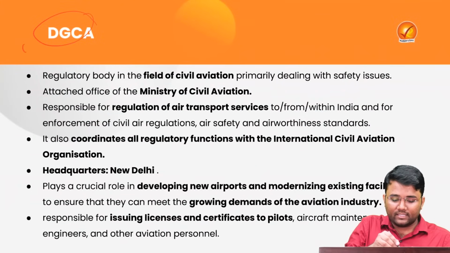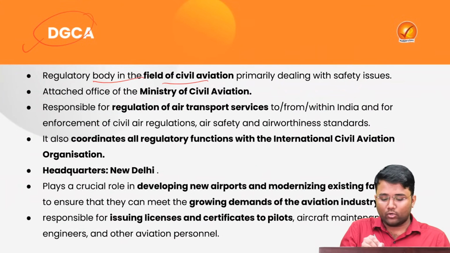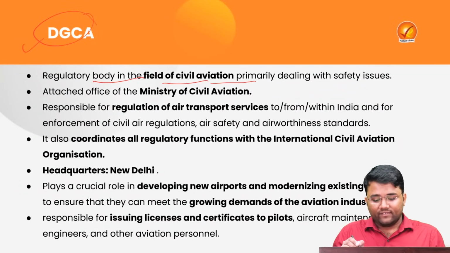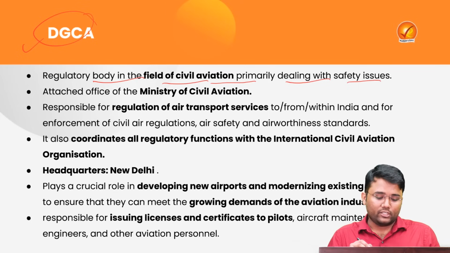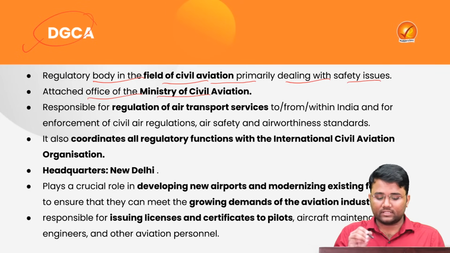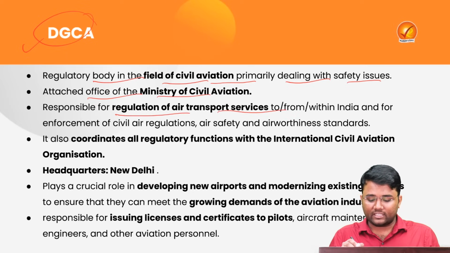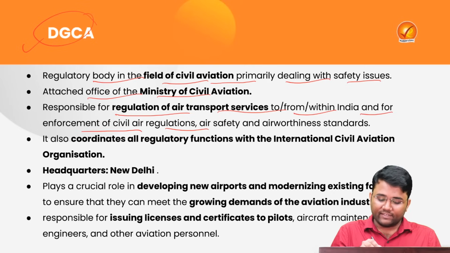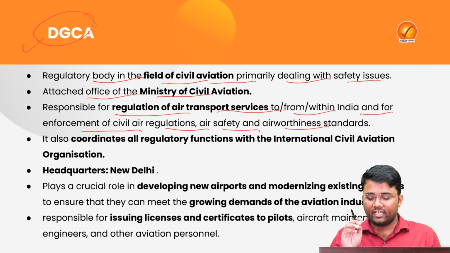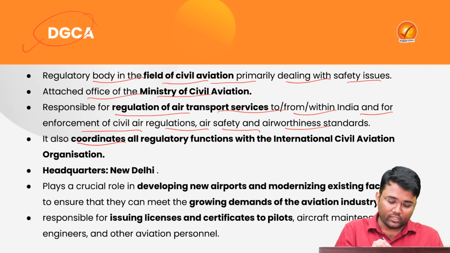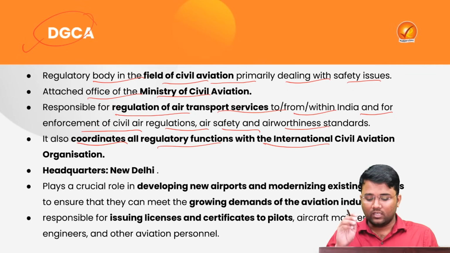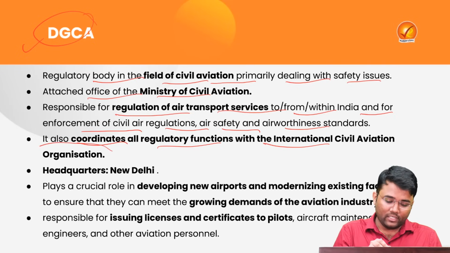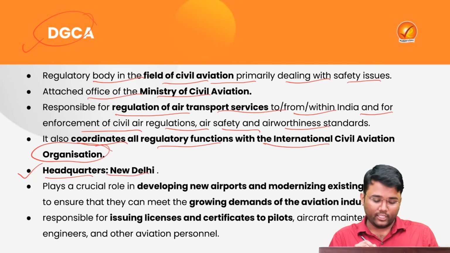Our next topic is DGCA, which is a regulatory body in the field of civil aviation, primarily dealing with safety issues. It is an attached office under the Ministry of Civil Aviation, and it is responsible for regulation of air transport services to, from and within India, and for enforcement of civil air regulations, air safety and airworthiness standards. It also coordinates all regulatory functions with the International Civil Aviation Organization. The headquarters of DGCA is located in New Delhi.